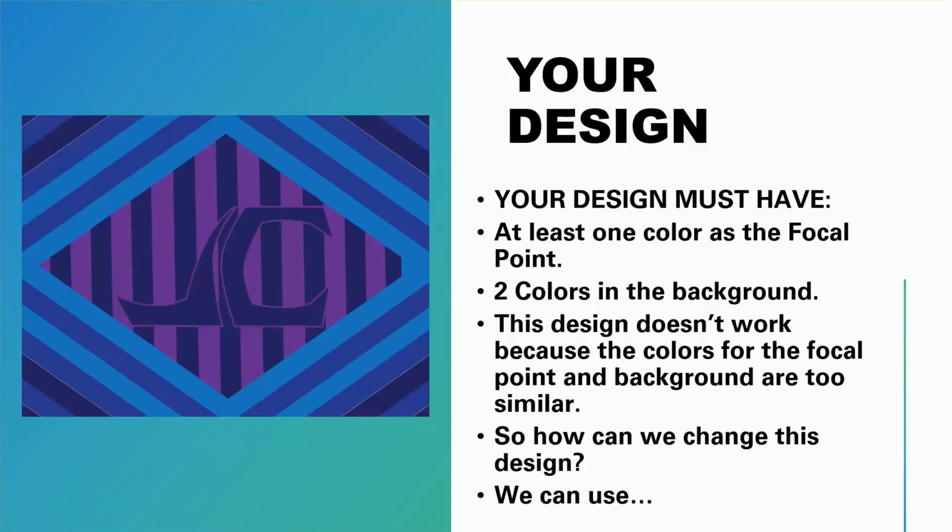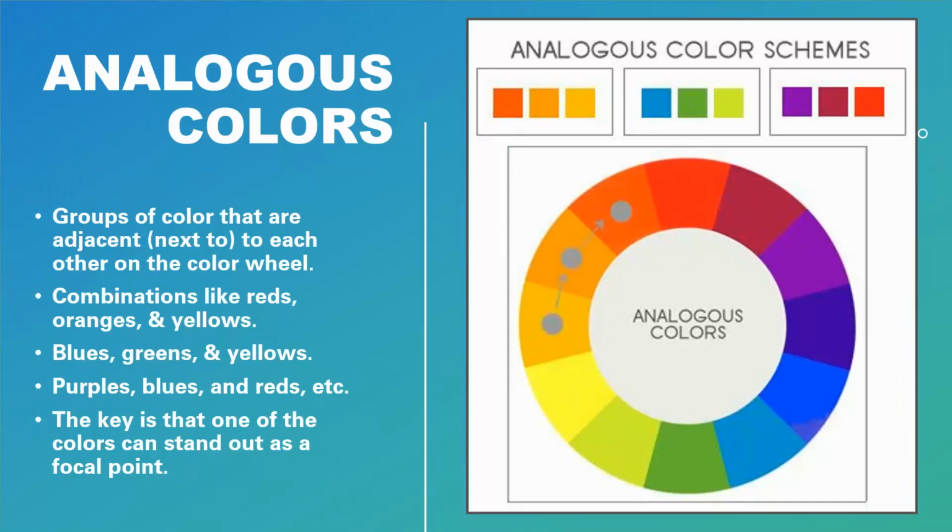So your design must have at least one color. Again, it's the focal point, two colors in the background. And this design doesn't work because the colors of the focal point and background are too similar. So how can we change this design? Well, we can use analogous colors, and that's a weird sounding word, but analogous colors just means groups of colors that are adjacent or next to each other on the color wheel. So think about if you chose blue, green, and yellow, and your focal point was yellow and the background was green and blue, that would stand out.